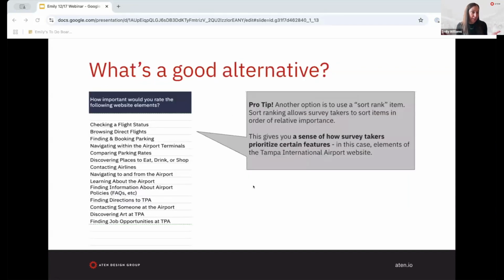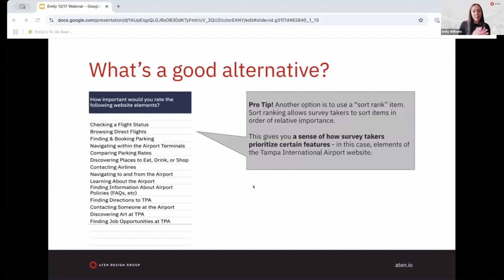So what do you do instead? A good alternative, I think, is to think about what if you're thinking about importance, and as we're thinking about importance for the Tampa airport, what are the things that could possibly be important to somebody? List those out and have the respondent tell you what's important to them. And that's what we did here. Another elegant solution that I like to think about is a sort rank. So we didn't have them necessarily do that here.